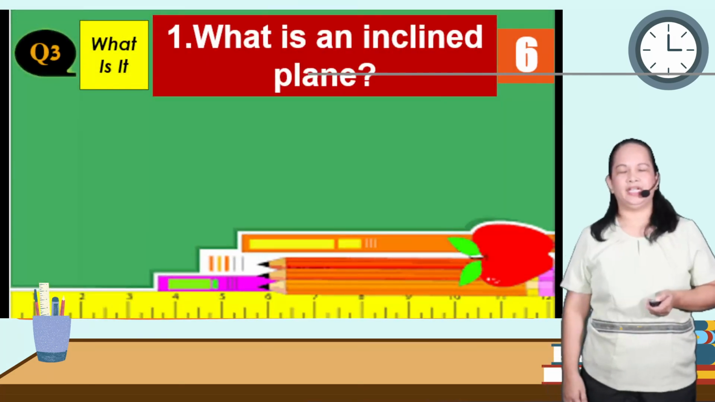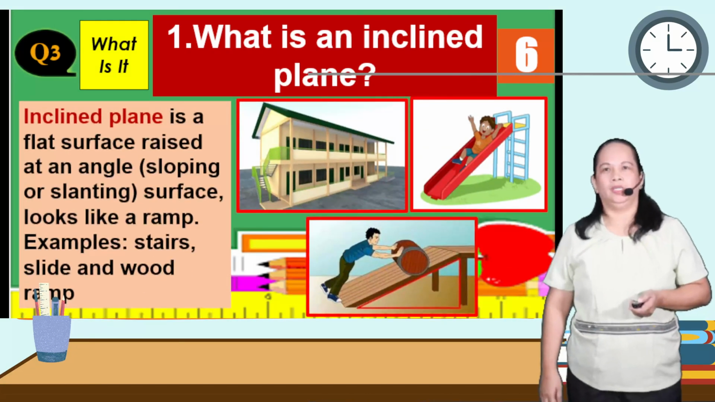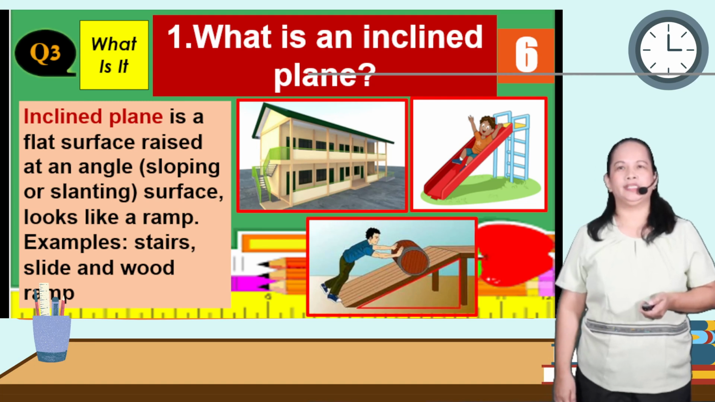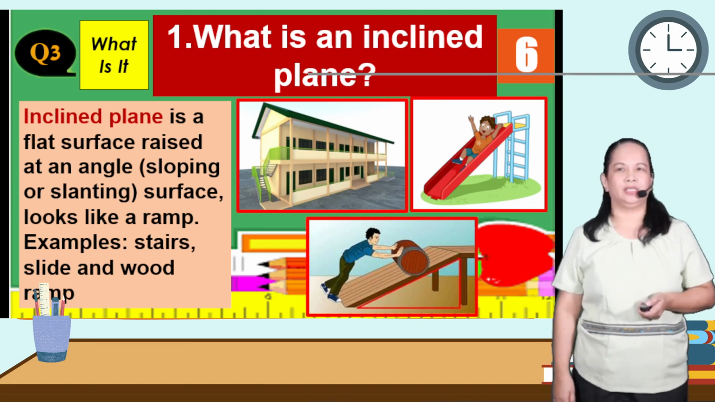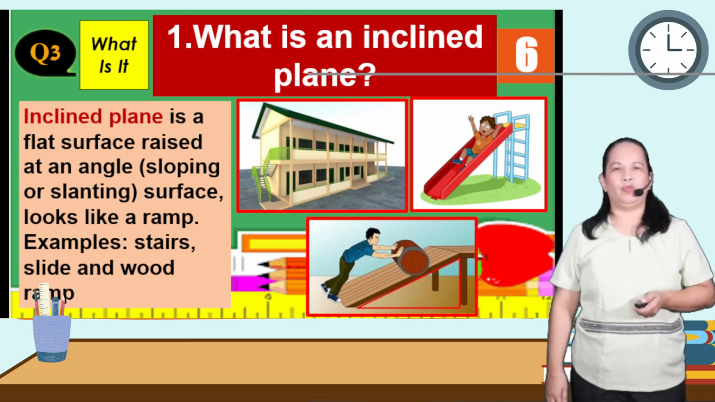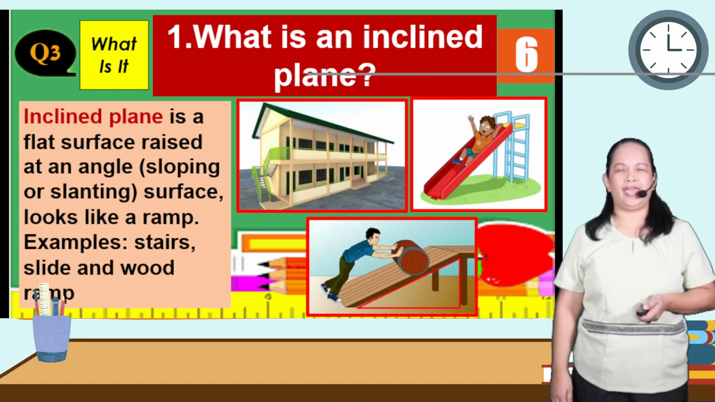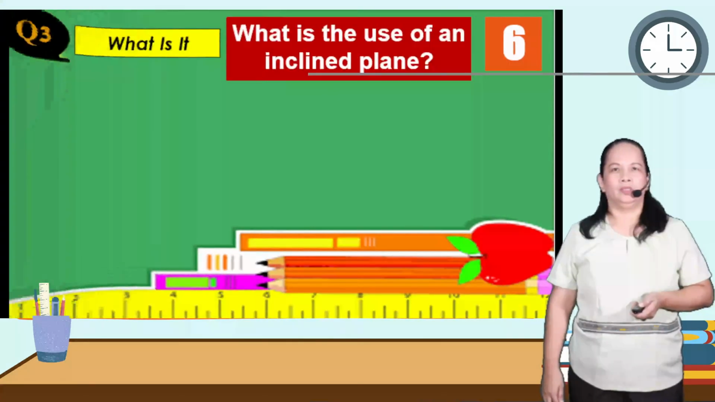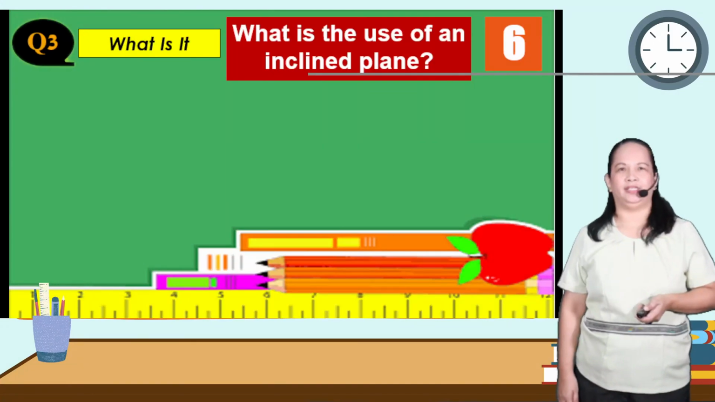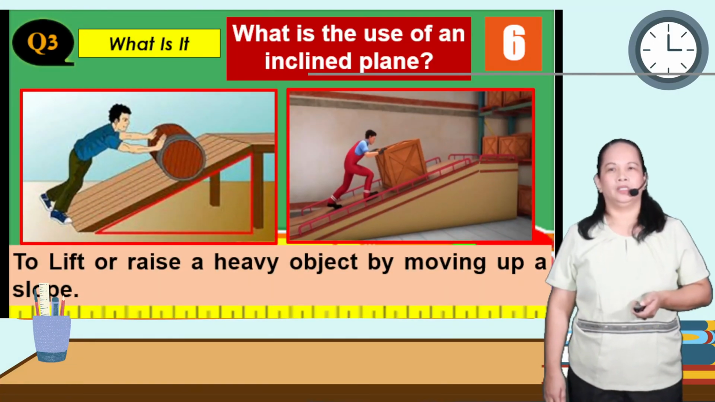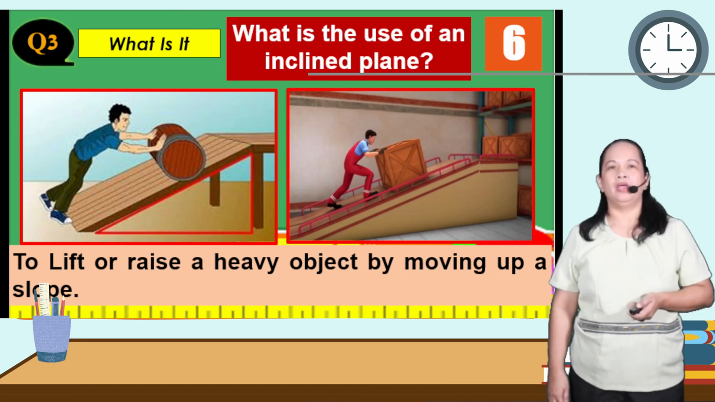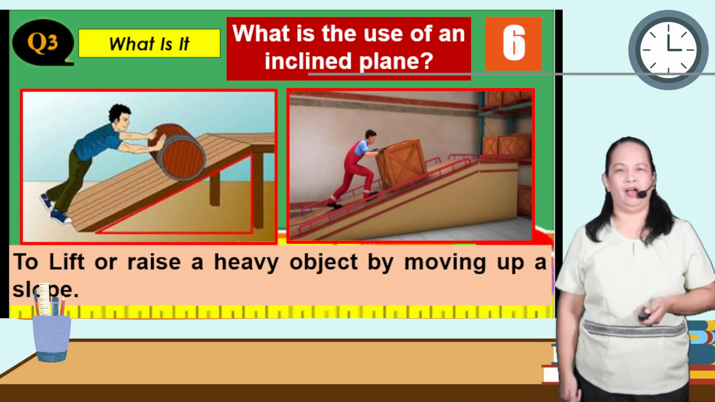Now, what is an inclined plane? An inclined plane is a flat surface raised at an angle, or a sloping or slanting surface. It looks like a ramp. Here are the examples: the stairs, slide, and wood ramp. Now, what is the use of an inclined plane? The use of an inclined plane is to lift or raise a heavy object by moving up a slope, just like the ramp.